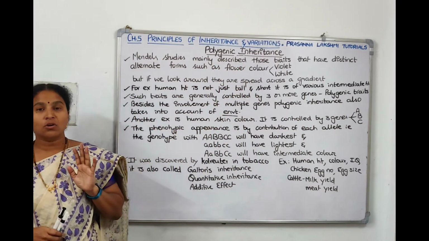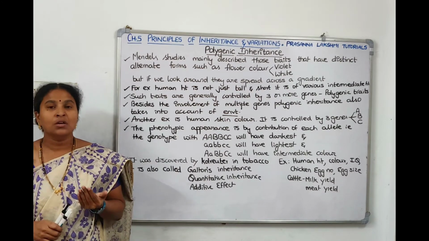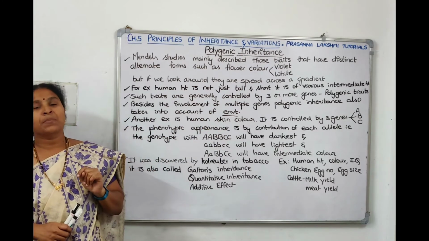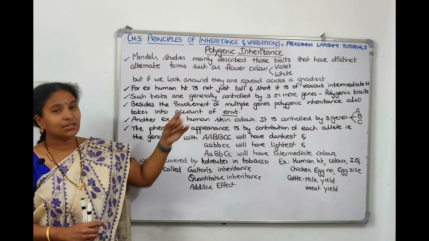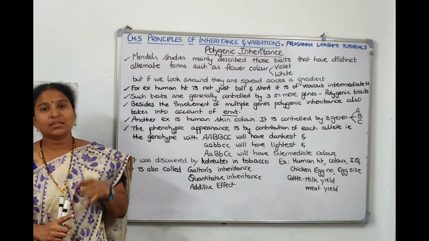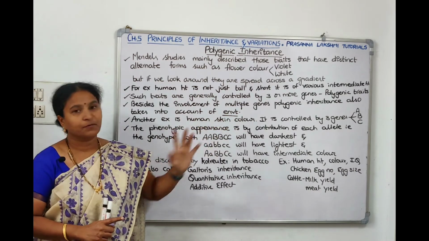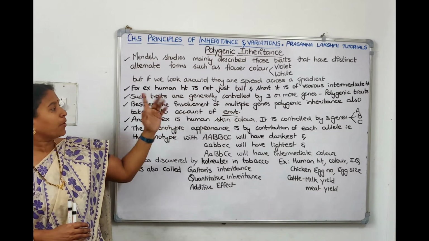Polygenic inheritance not only takes 3 or more than 3 genes into consideration, it also takes environment into account. And one example for polygenic inheritance, just now we mentioned, is human height. The second one is skin color. Complexion is also an example. So let us take human skin color for a better understanding of the topic polygenic inheritance.